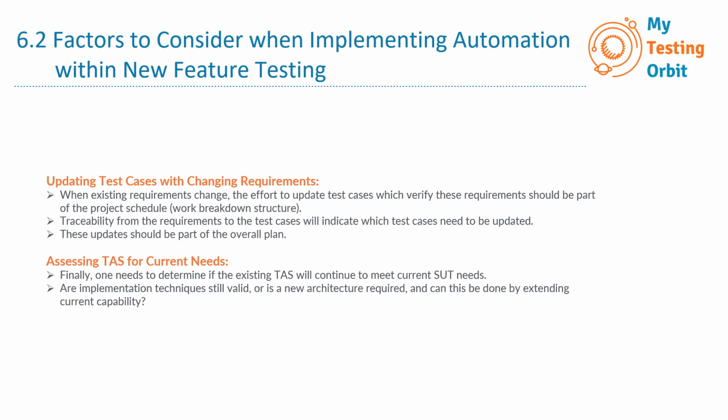So when we are discussing whether implementation techniques are still valid and if new architecture is required while extending current capabilities, we are actually exploring whether the current testing methods are still effective for the updated software or not. If the current methods do not work well anymore, we think about either making the existing methods better or trying a new way that fits the changes in the software which we are testing.